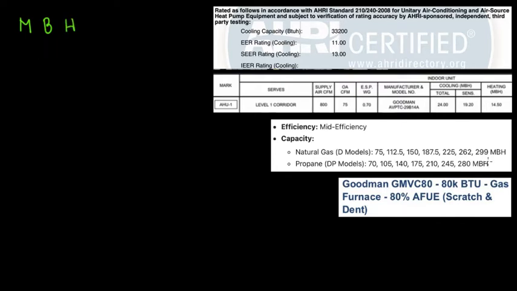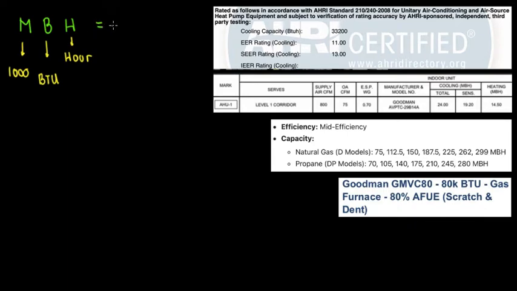Okay, so what is MBH? We're going to put this in yellow. M actually represents 1000. B represents BTUs. And what is BTUs? Quantity of heat or energy. Now H is hour. So in other words, this is going to be 1000 BTUs per hour.